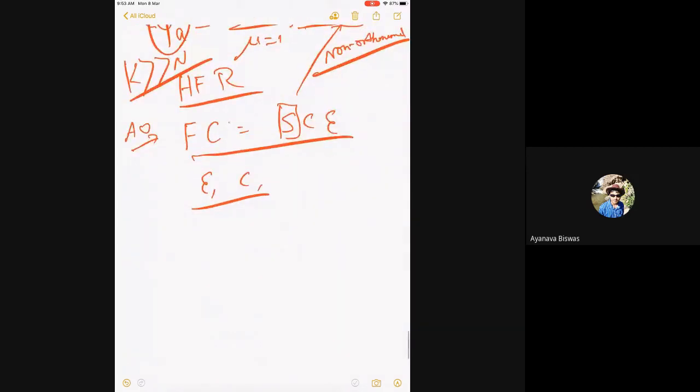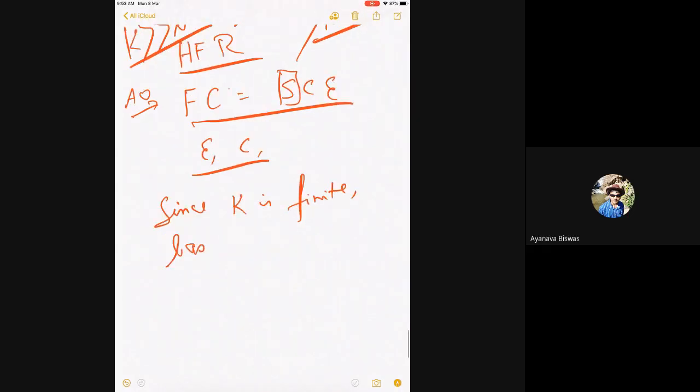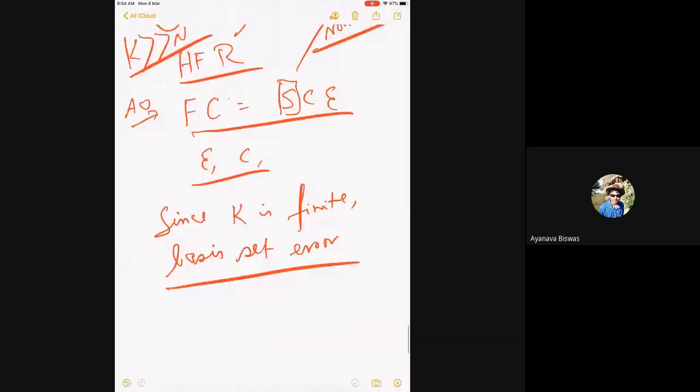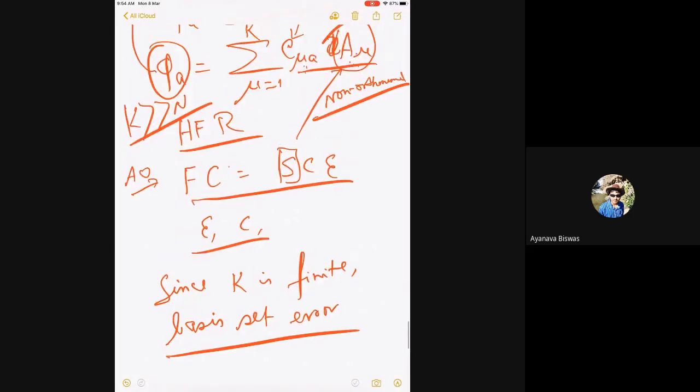That is where, since K is a finite number, the errors that come would be called the basis set error. So that is where the basis set will become very, very important. What are the number of basis functions that I do? I hope all of you have derived this Hartree-Fock-Roothaan equation, right? I'm not doing it. In the variation problem that I had given, it is a very similar problem. This is exactly how we get it.